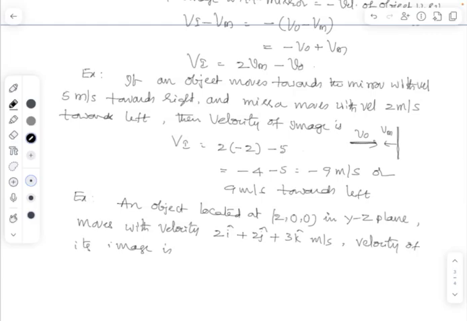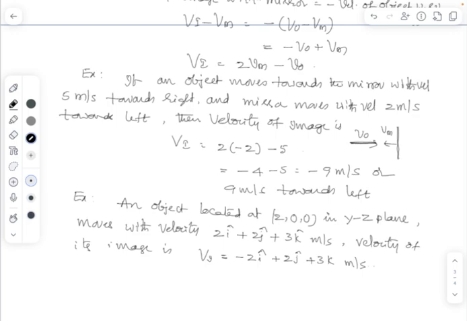Since it is a YZ plane mirror, only the x component changes. Velocity of image equal to -2i plus 2j plus 3k meter per second. Velocity parallel to plane mirror remains same and perpendicular to mirror only reverses.